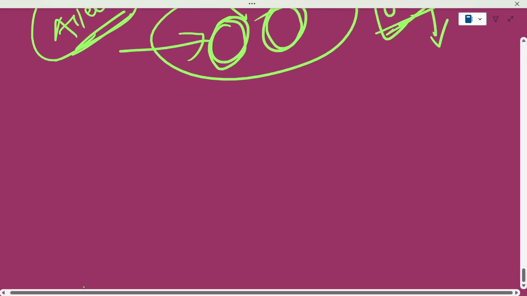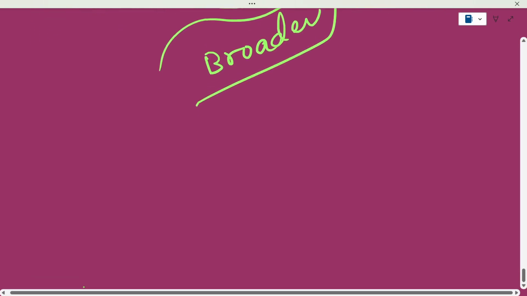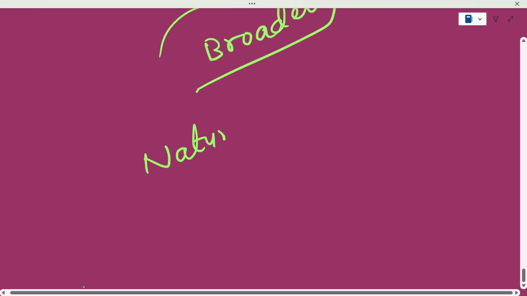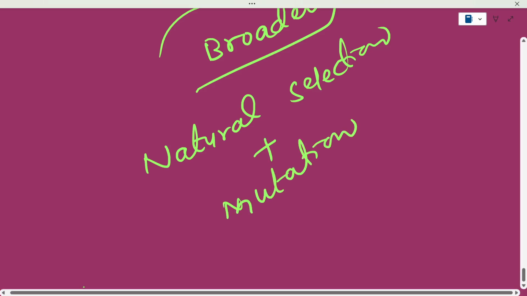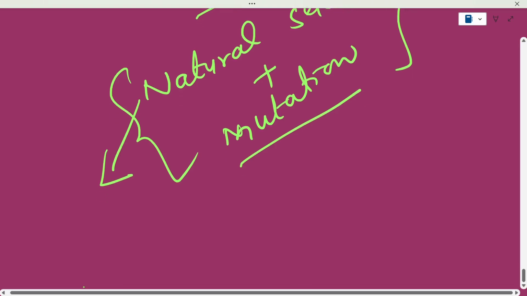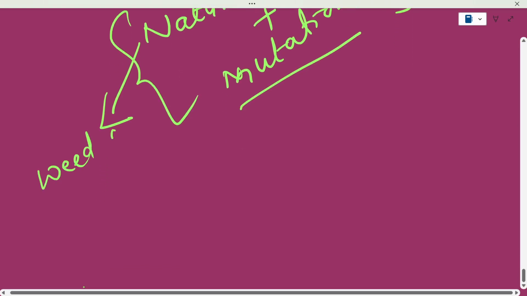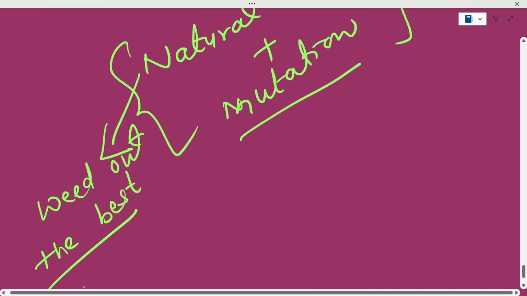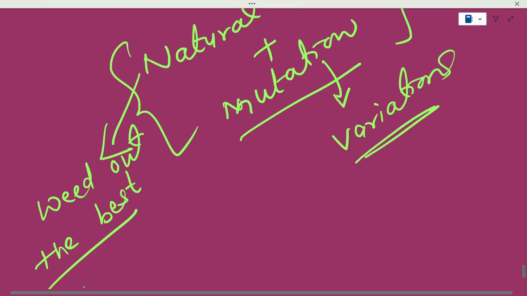Then let's have a broader application, a broader explanation of the Hardy-Weinberg law. We know that there are two major factors that work in evolution: natural selection plus mutation, and both work in opposite directions. Natural selection tries to weed out the best one, whereas mutation integrates variations in the population.